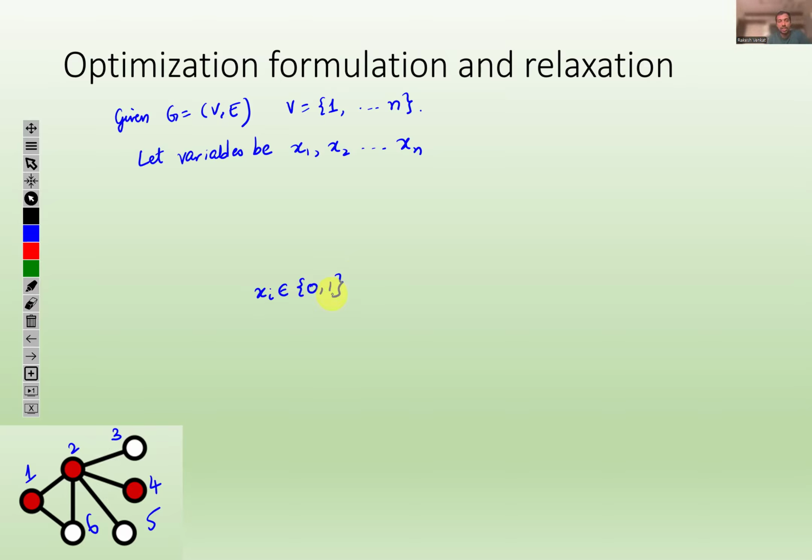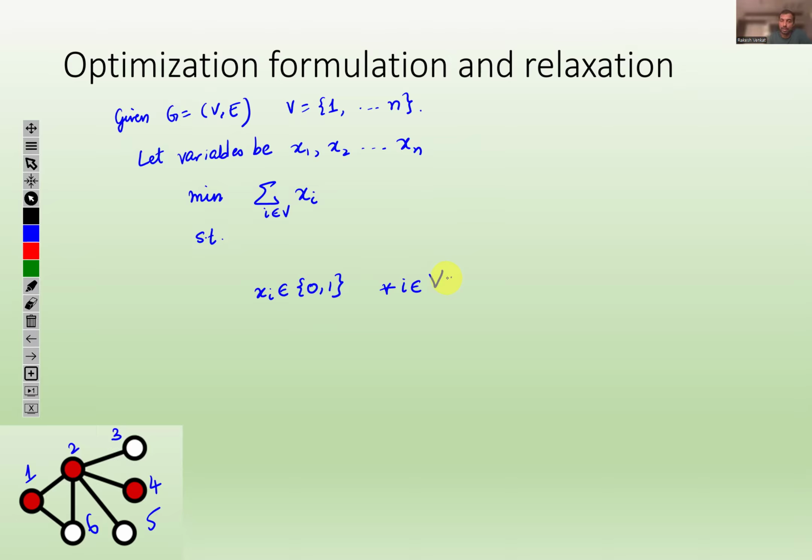Okay. Subject to this, I'm going to optimize the quantity. So think of xi's as being the indicator vectors of the set that is chosen. So I want to minimize the summation over v of xi, such that, well, all the xi's are 0, 1, right? But further, I want the xi's to be the indicator of a vertex cover, right?